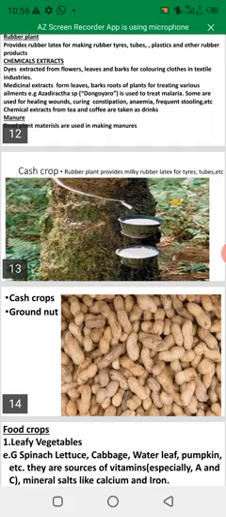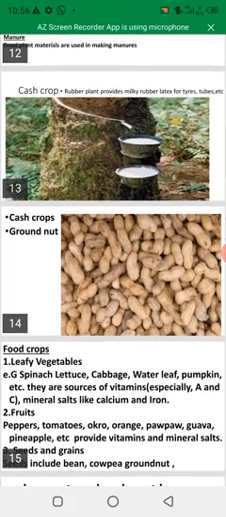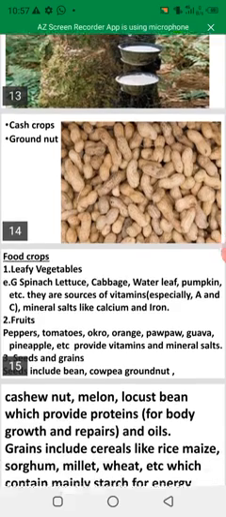Then we have manure, material for our nutrients in the soil, to use as nutrients in the soil. Manures are dead plants that decay in the what? In the soil. So look at the latex we are talking about. Then also the cash crops.